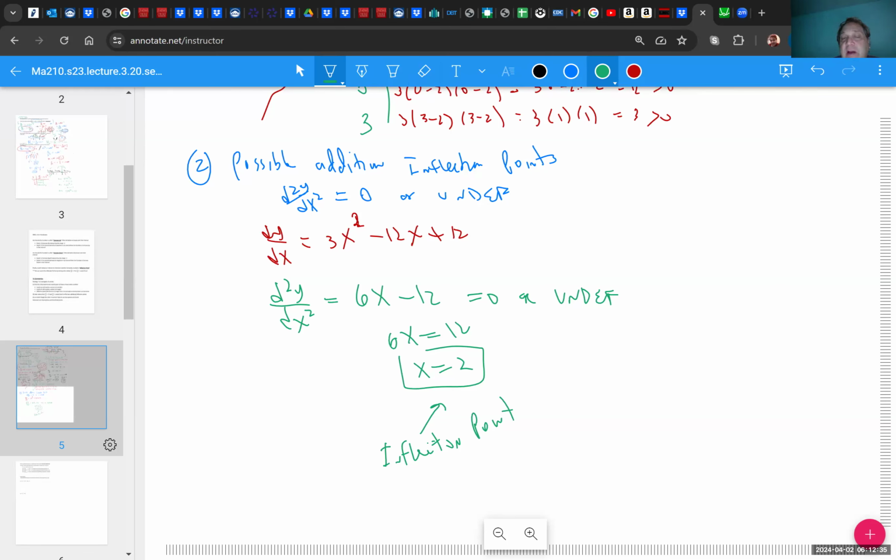What about when the second derivative is undefined? So second derivative undefined would be when 6x minus 12 is undefined.